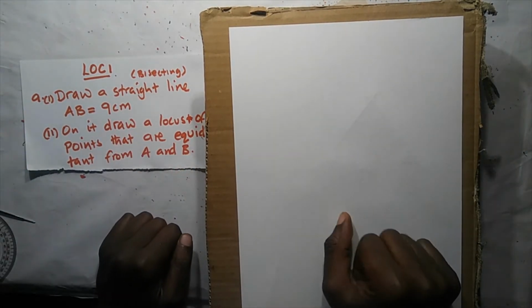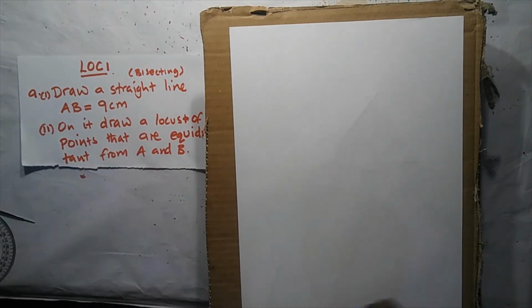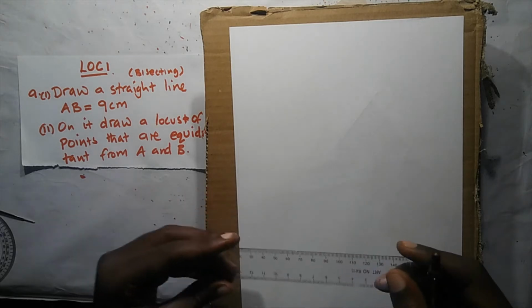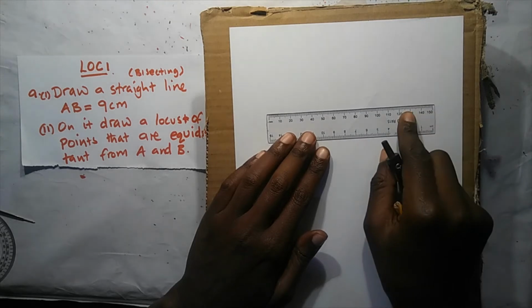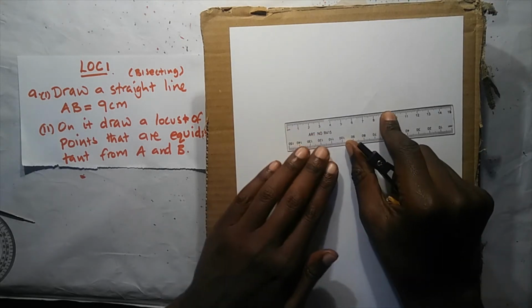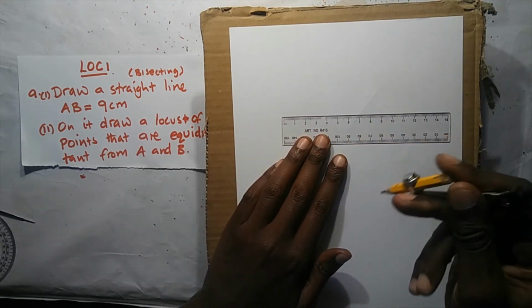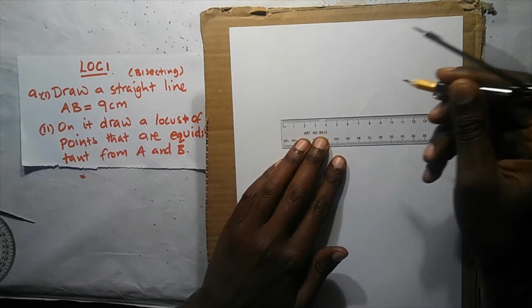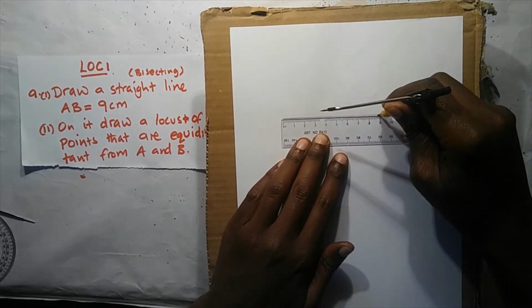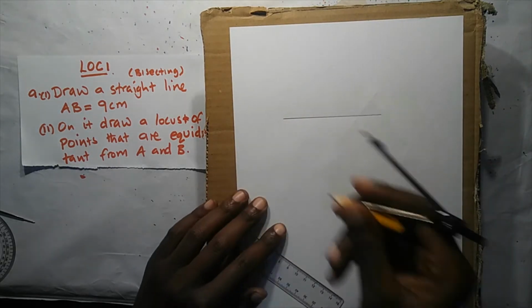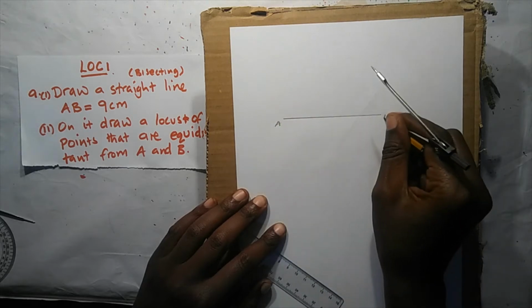This type of locus says, draw a straight line AB which is equal to 9 centimeters. So we are looking at bisecting a straight line here. Here is our straight line AB. Make sure that you have enough space to draw it. From 0, you draw all the way up to where 9 centimeters is, and then you label it A, B.